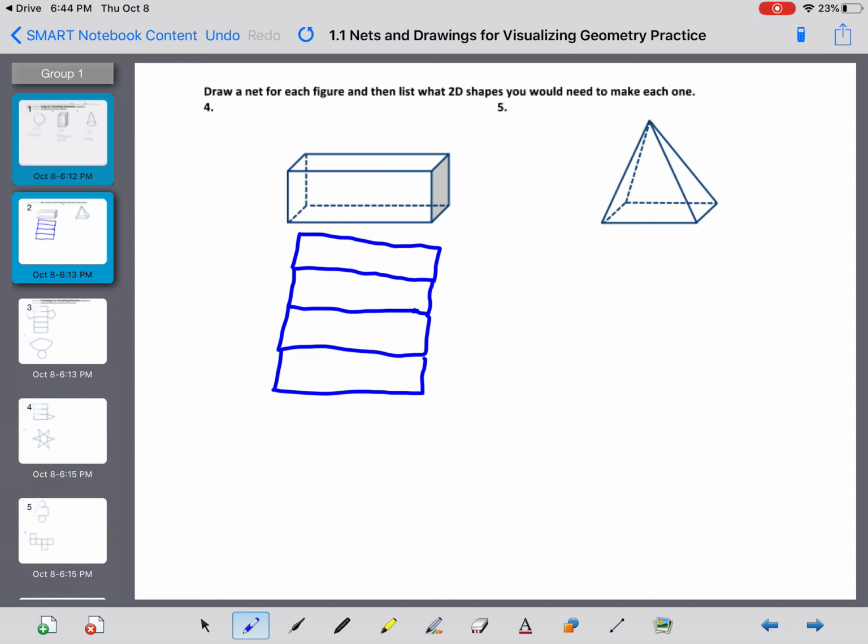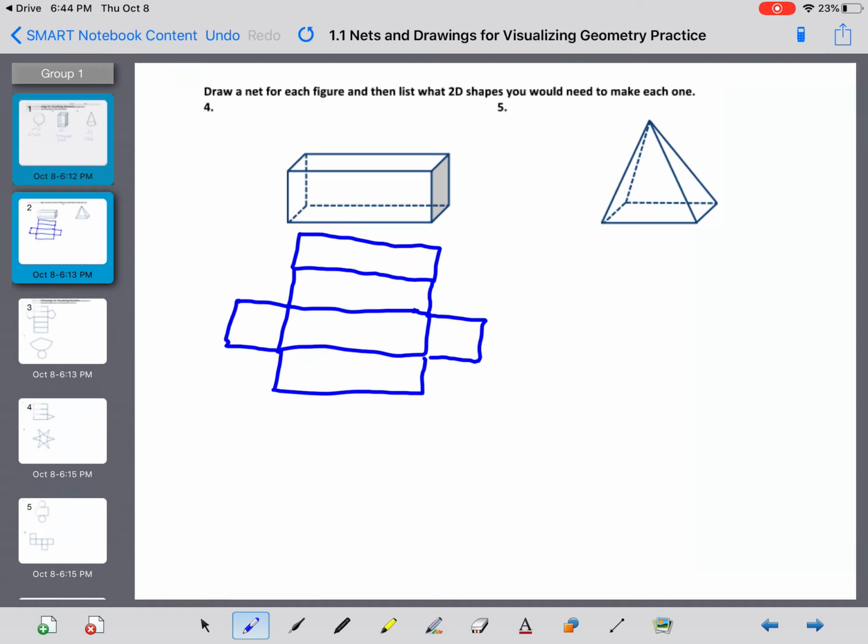freehand. Now, we would think we'd be finished, but we still have these 2 smaller rectangles on the ends. So we're going to add those right here. And there's your net.